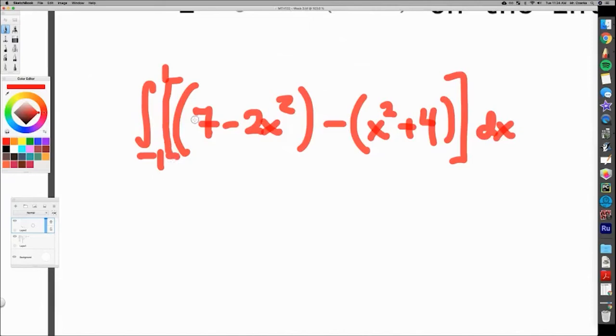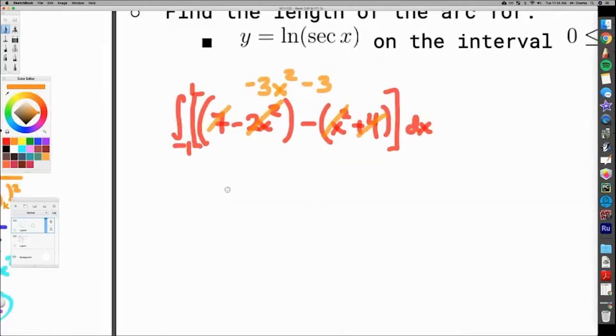Now, before you do any antiderivatives, I would definitely simplify this as much as possible. So like -2x squared minus x squared would be -3x squared. 7 minus 4 is 3. Now we have a way easier antiderivative to work with. We don't have as many numbers, less likelihood of an error, that sort of thing. Okay, now let's do the antiderivative.